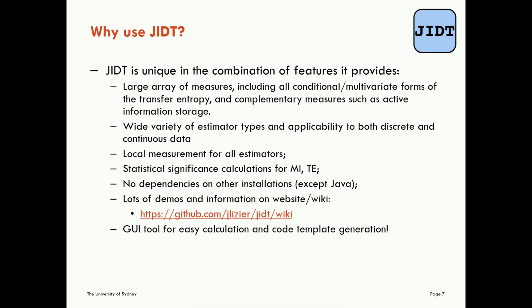Not only that, we offer local measurement for all the estimators, which is very useful for studying the dynamics of complex systems. We include statistical significance calculations for our measures of commonly held information like mutual information, transfer entropy, and their conditional variance. I mentioned before that it's a very easy toolkit to install.